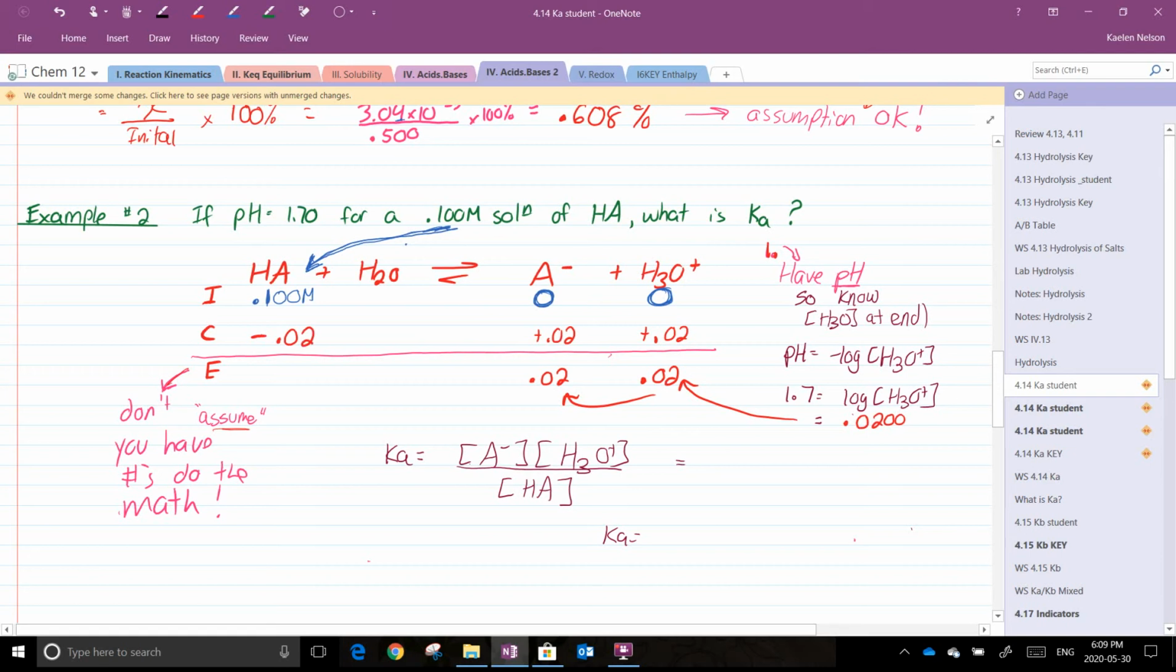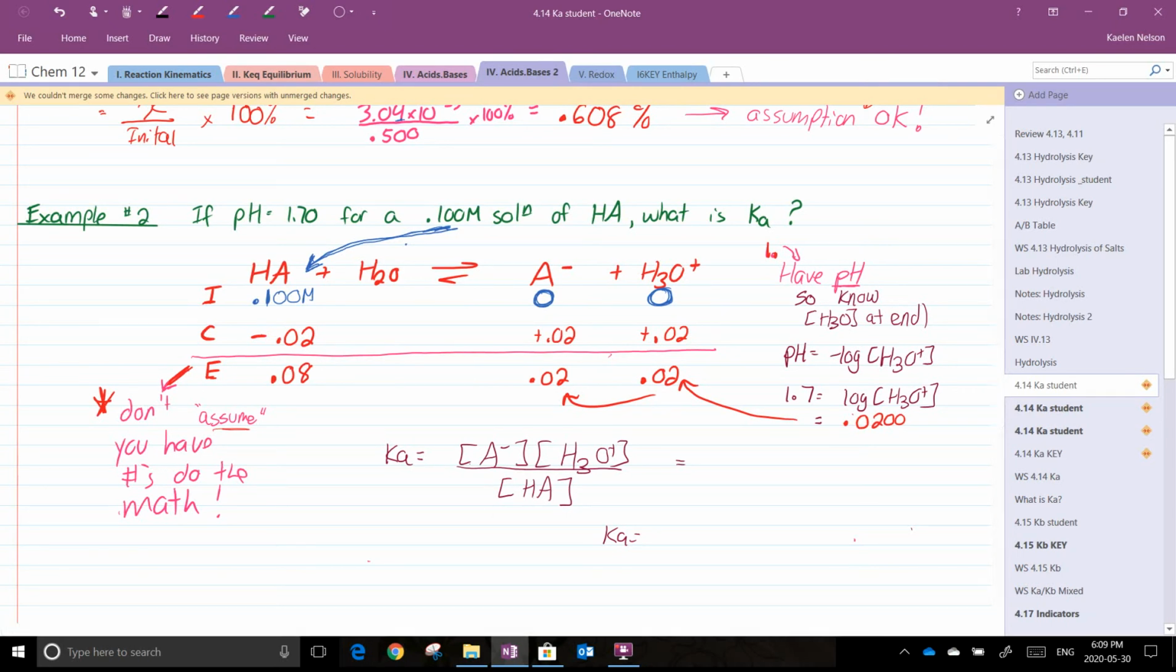Okay, so now I've got a note here under the E. Don't assume here, you actually have numbers, so you can do the little math, 0.1 minus 0.02, and get 0.08 to do your calculating with. So you can't make an assumption if you have a number. If you have a number, put it in your calculator and do the math.